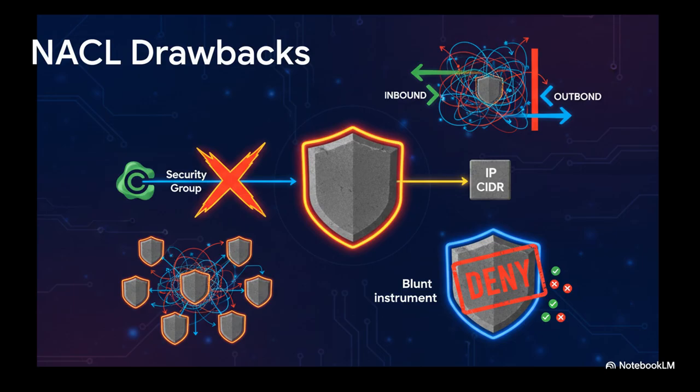You can't reference security groups. You're stuck using IP addresses. That need for both inbound and outbound rules is a huge source of errors. For example, if your server needs to make a request to the internet, you need an outbound rule to allow it. But you also need an inbound rule to allow the response to come back in. And that response comes back on a high-numbered, unpredictable port. Get that wrong, and your application just breaks. Honestly, this complexity is why most people only use NACLs as a blunt instrument to block known bad IP addresses.